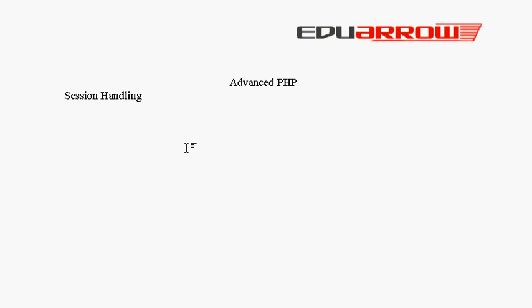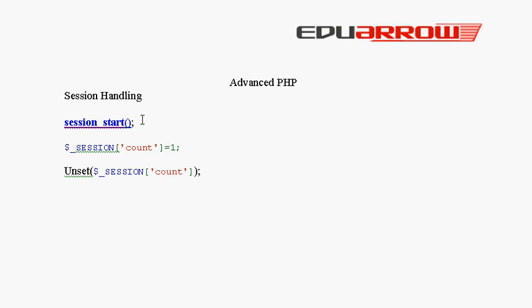Now let's discuss session handling in PHP. Session variables are basically used to preserve values between pages. So once you store a value in a session variable, you can access it easily on any page during that session. To handle sessions in PHP, you need to use the session_start function, and to define a session variable, you need to use $_SESSION and the variable name. This is an example of how we define a session variable. Here we are defining the count session variable and assigning a value of 1 to it.